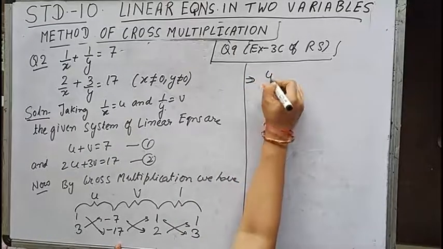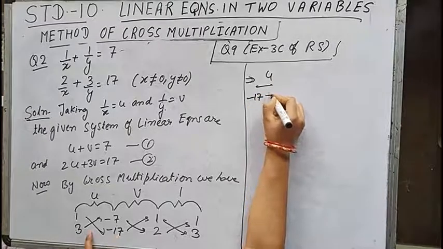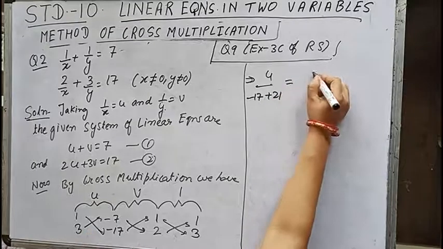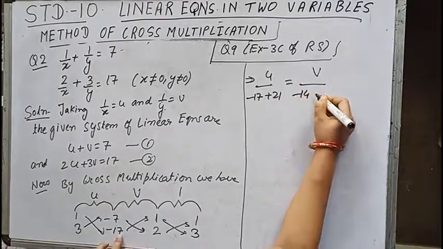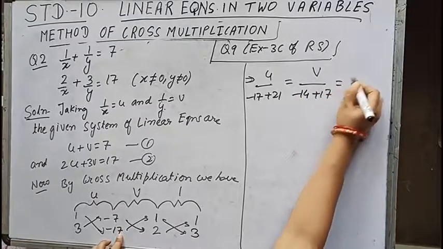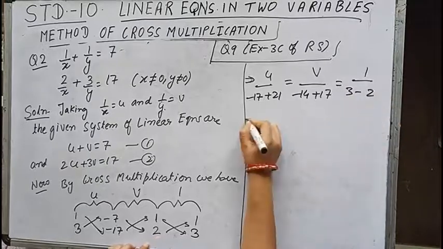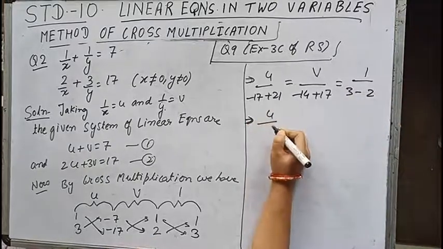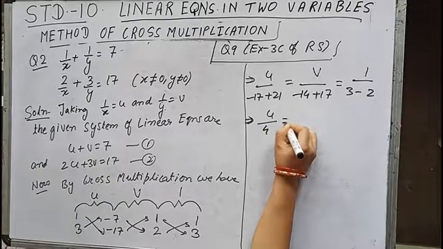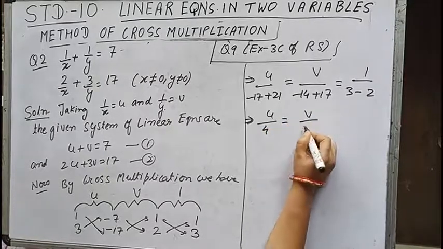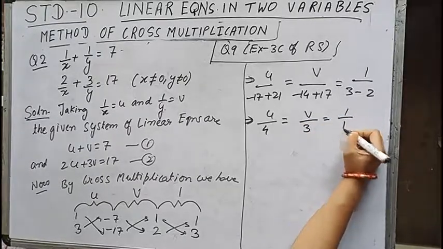Now after this, this implies u divided by minus 17 plus of 21 equals to v divided by minus of 14 plus of 17 equals to 1 divided by 3 minus of 2. This implies u divided by 4 equals to v divided by 3 equals to 1 divided by 1.